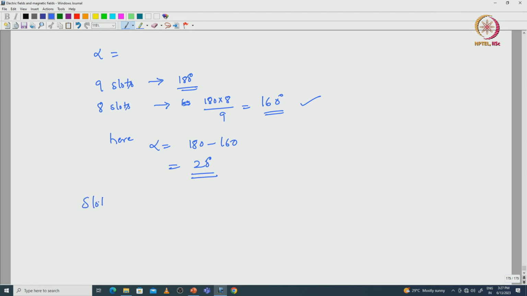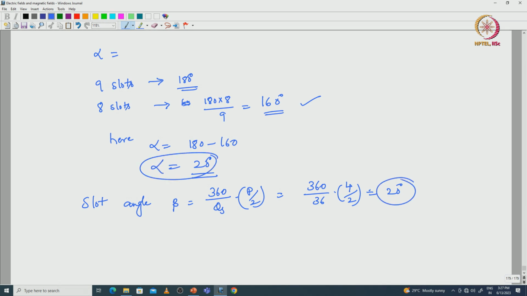Now we will calculate the slot angle. Beta is equal to 360 by Qs into P by 2, 360 by 36 slots into number of poles 4 divided by 2, it will give 20 degrees as the beta value. Now we know the alpha value and we know the beta value. Substitute the alpha and beta values in the winding factor equation.